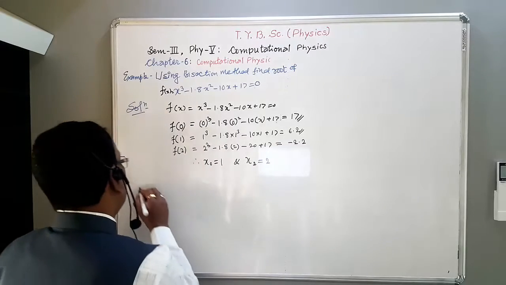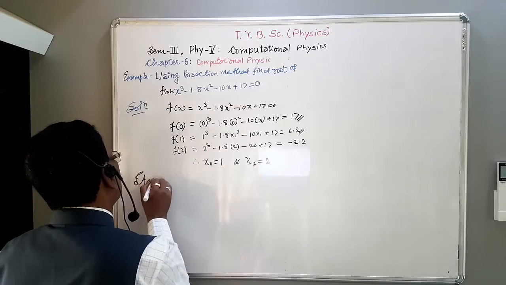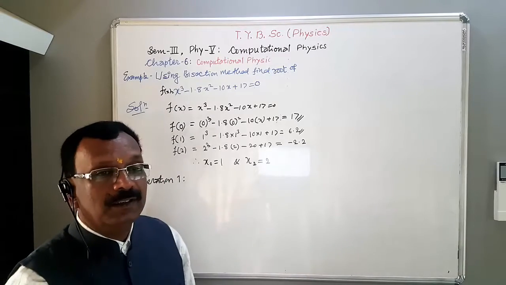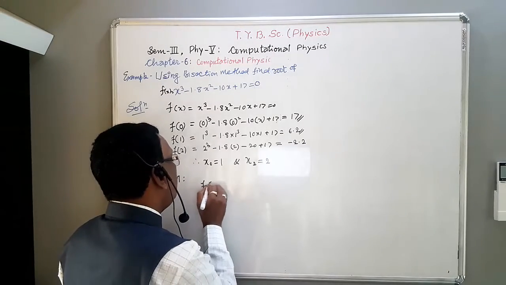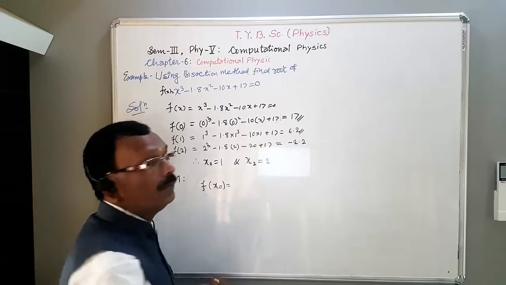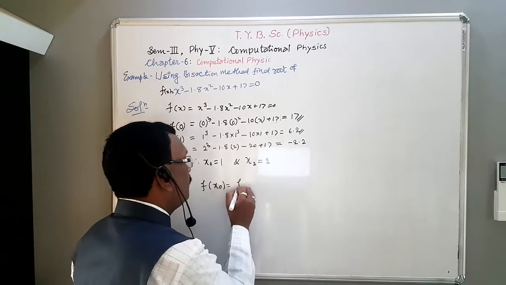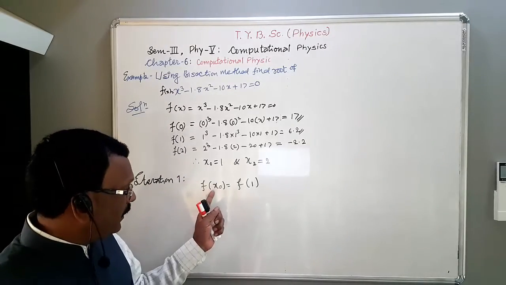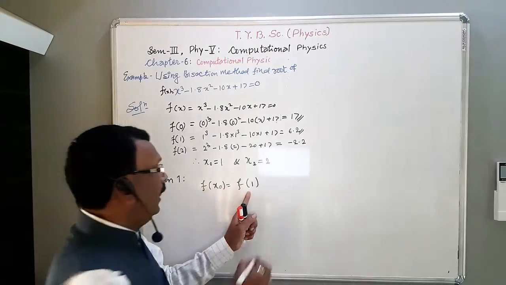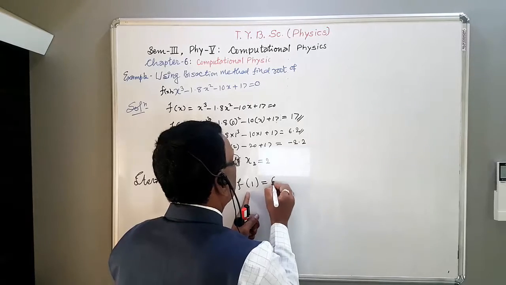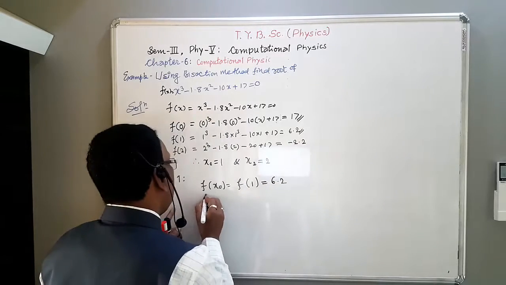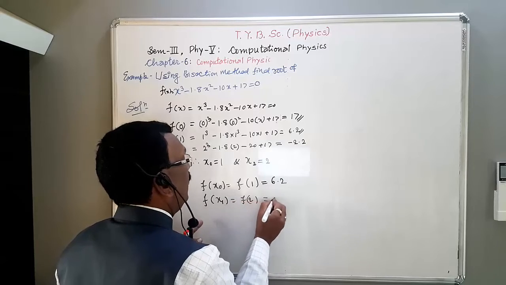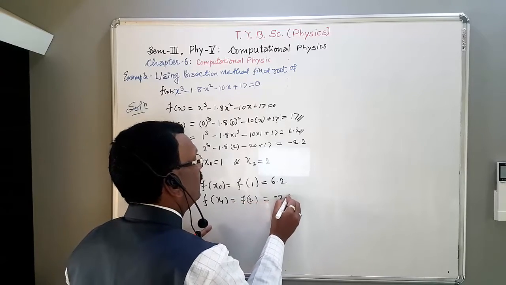Now in the first iteration, we have f of x0, which is nothing but f of 1, and the value of this is 6.2. Similarly, f of x1 is equal to f of 2, and the value is minus 2.2.